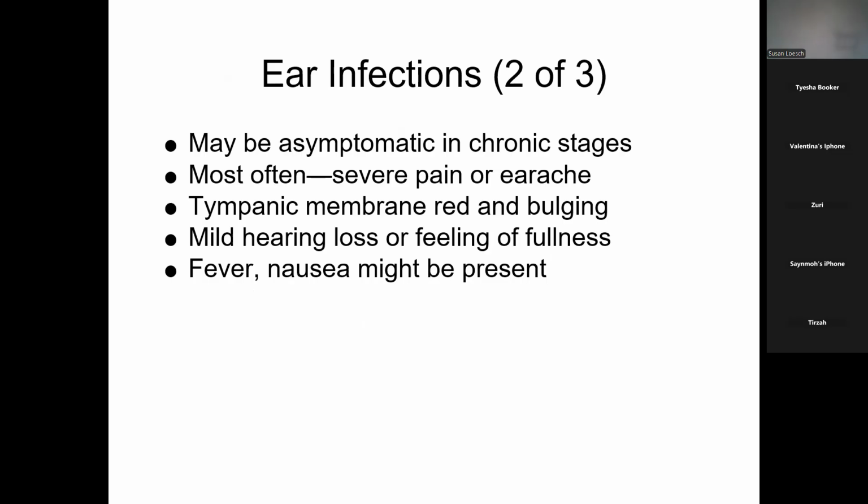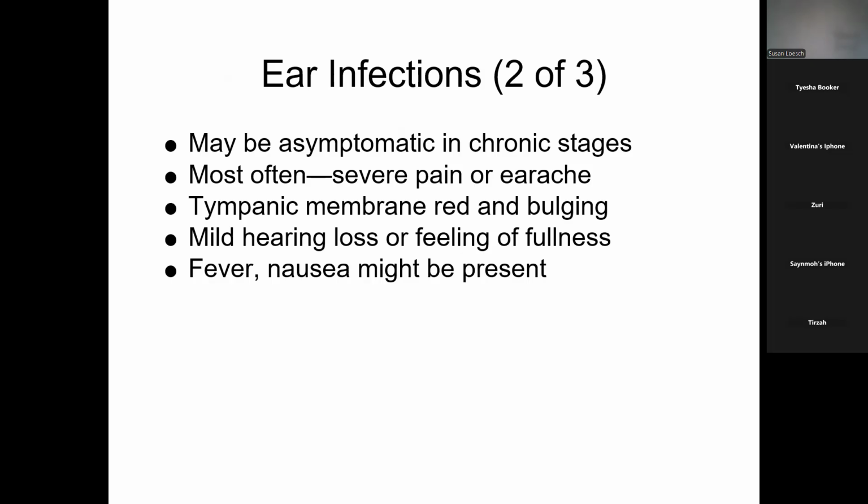Sometimes the ear infection is asymptomatic, but most of the time we're going to have severe pain related to the pressure on the tympanic membrane and the nerve receptors. The tympanic membrane is supposed to be pearly gray. Here it's going to look red and bulging. For babies and young children, they'll rub or pull at the ear. They might feel full or congestion. They can also have fever, nausea. Again, if it ruptures, they'll have a sudden relief of pain.